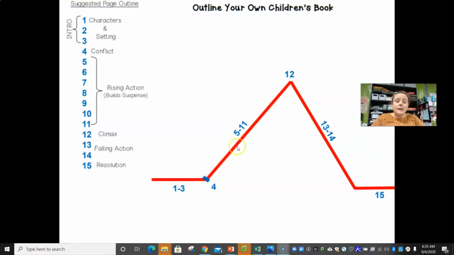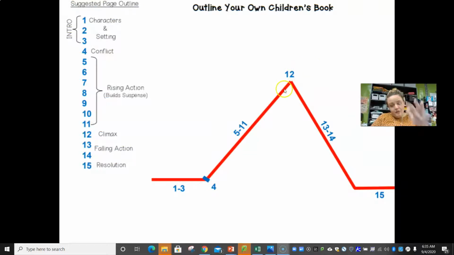On pages 5 through 11, this is going to be where the main character tries to solve the problem but is unsuccessful. In order to make your book long enough, we found that if we tell students they need 3 attempts to try and solve their problem and then explain why that attempt didn't work, that helps your book become the right length.